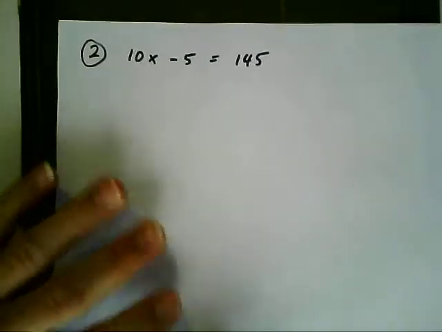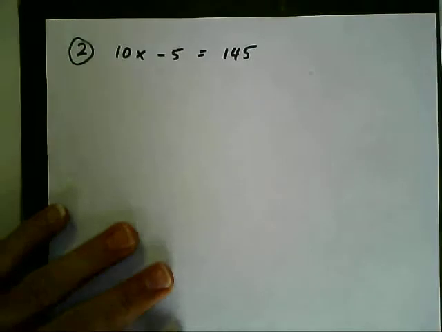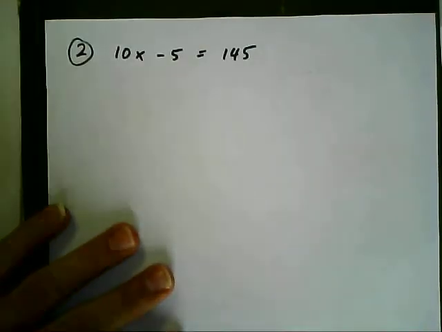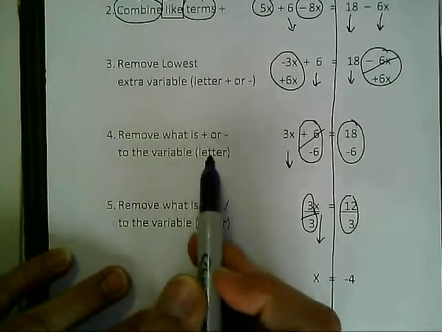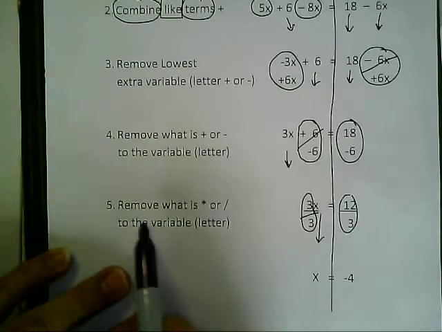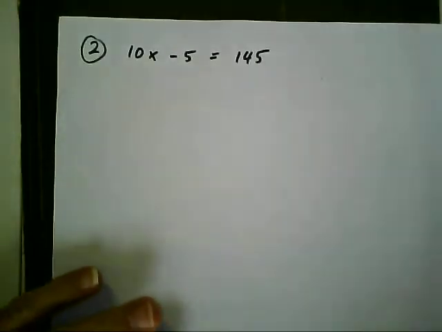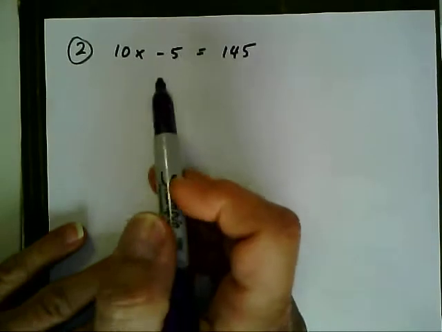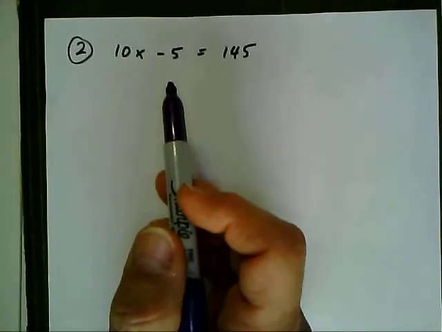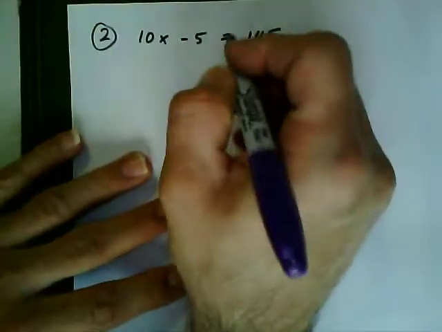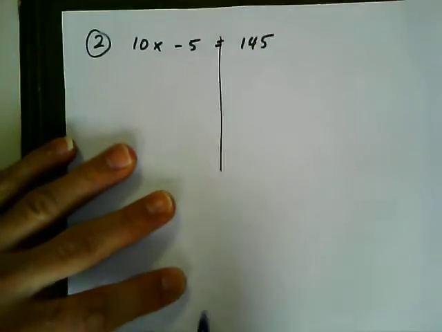We've done that. We've been doing it. That's what we've been doing for this last couple of weeks. This was in the review. This is the last 2 parts here. This is remove what's added or subtracted to the variable, and then remove what is multiplied or divided to the variable. You've been doing this on your bell ringers when you were in school, and not only on the bell ringers, but you've been doing it on your reviews here for the COVID panic. All right. So here we go.